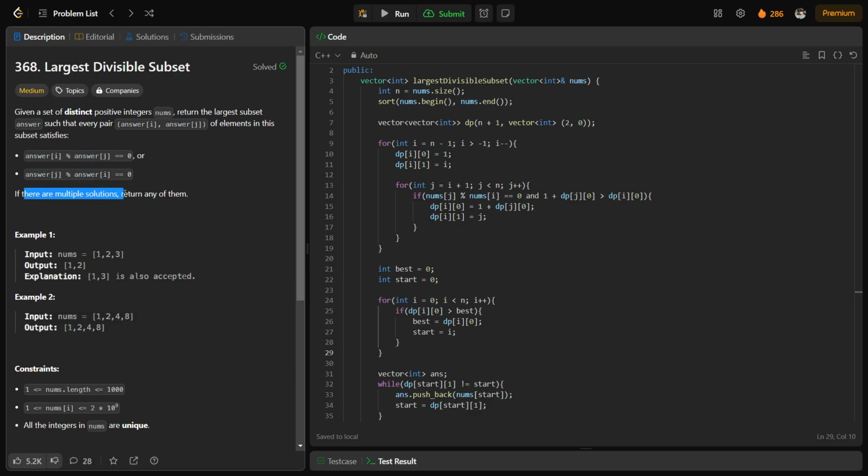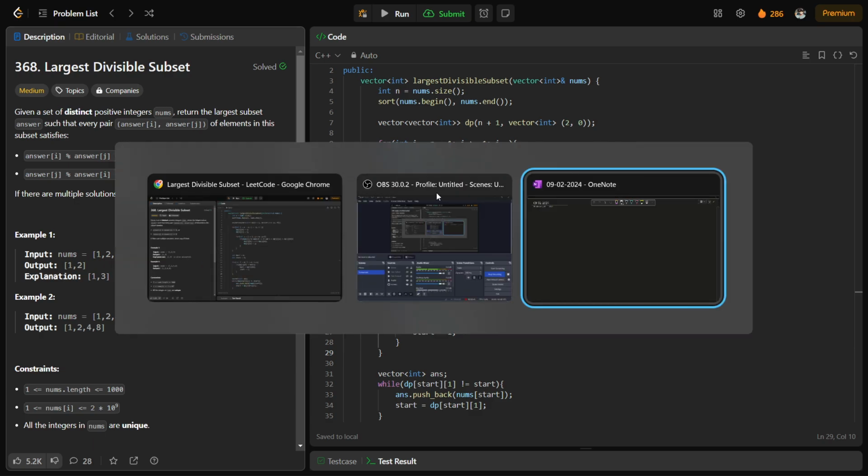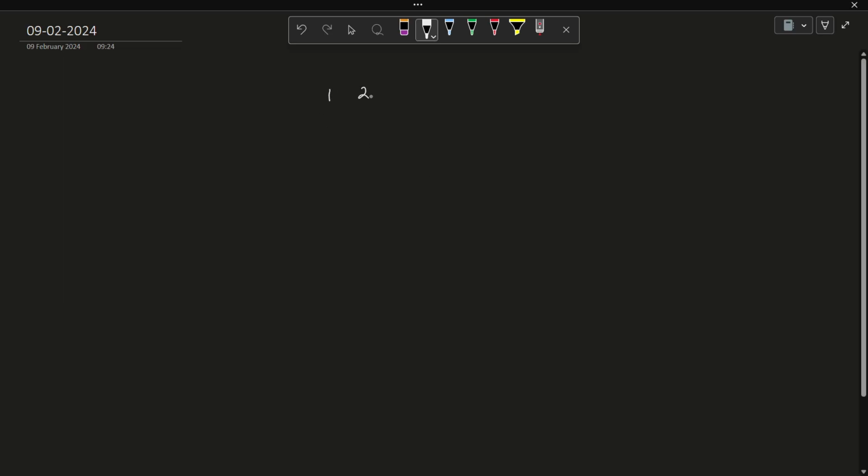Now if there are multiple solutions, we can return any of them, and remember we have to print the subset itself, not the size of the subset. So how can we actually solve this problem? Let me just write these values: 1, 2, 4 and 8. Even if it was 8, 4, 2, 1, what we can do is sort this input array to be 1, 2, 4, 8.